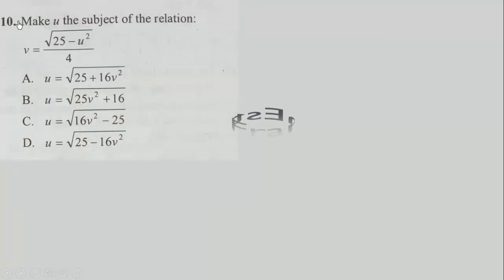Number 10 is here. Make u the subject of the relation. v equals the square root of 25 minus u squared, all over 4. So this is the given equation. We need to first of all remove the fraction by multiplying both sides by the denominator, which is 4, or the LCM of the denominators, which is 4.